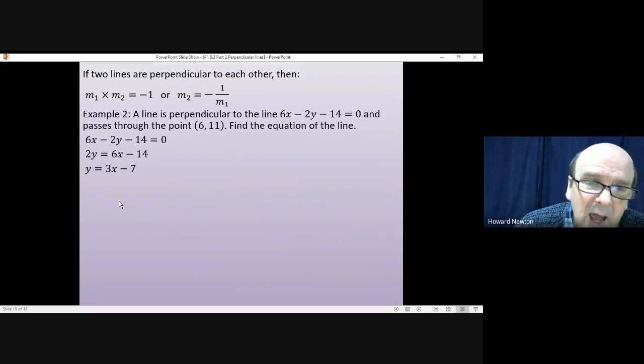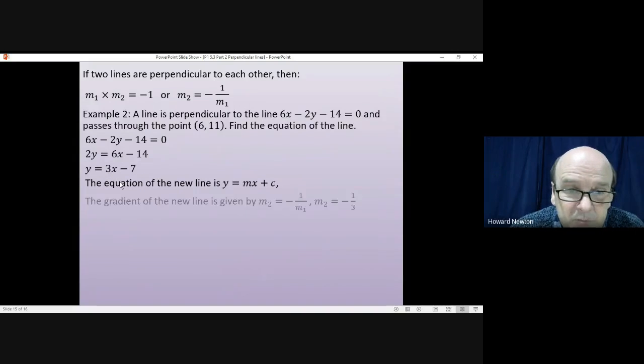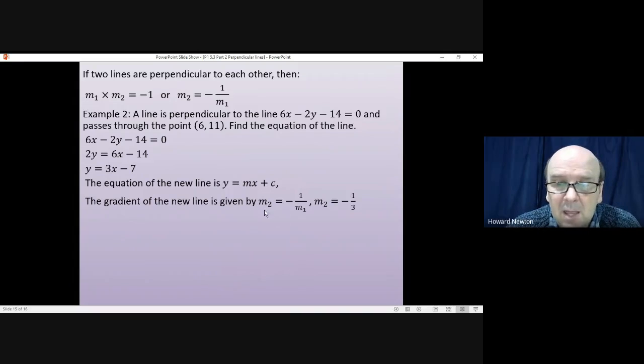And at this point, I would just write down the equation of the new line will be y equals mx plus c, because that's the equation of every straight line. Then we need to find the gradient m, and we need to find the y-intercept c. Well, we know the gradient of the line that it's perpendicular to, which is 3. So the gradient of the new line will be given by m2 equals minus 1 divided by m1, which is minus 1 divided by the gradient of the line that we know. So minus 1 divided by 3. That's the gradient of the new line.